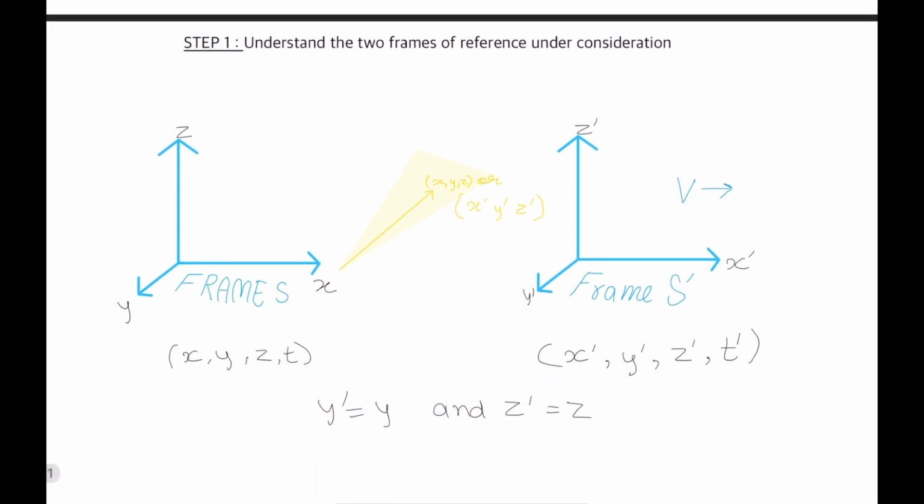So there are 2 frames, a frame S and a frame S dash. Coordinates that we are using in frame S are x, y, z and t, while the coordinates for frame S dash are x dash, y dash, z dash and t dash. So that's pretty simple. Now we need to consider that one of the frames, let's say frame S dash, is moving with speed v towards the positive x-axis. That means that the y direction and the z direction are not affected. So y dash will be equal to y and z dash will be equal to z.